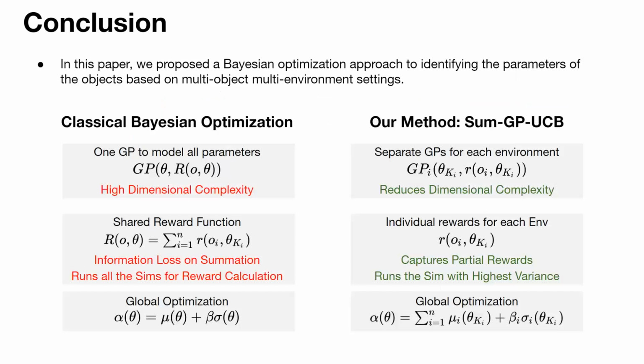As a conclusion, our method formulation reduces the dimensional complexity of the Gaussian processes, prevents information loss on the reward function, and avoids redundant simulation runs with informative selection. Our experiments show that our method scales better as the number of observations increases, and our formulation allows us to acquire additional observations during the optimization without needing to start from scratch.